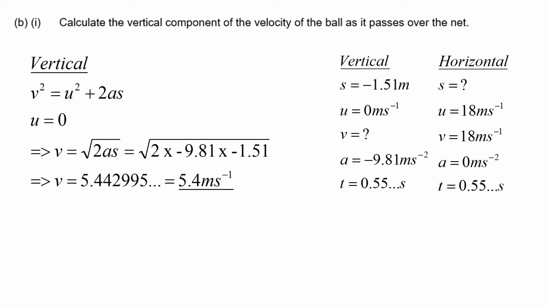We want in the vertical direction. So I'm not even going to use that new time we've just figured out. So I'm going to use v squared is u squared plus 2as. Again, u is 0. Substitute our numbers in and we get a final velocity of 5.4 meters per second to 2 significant figures there as our answer.